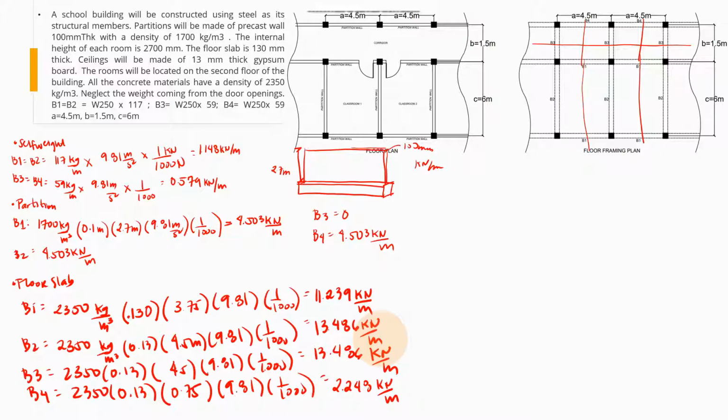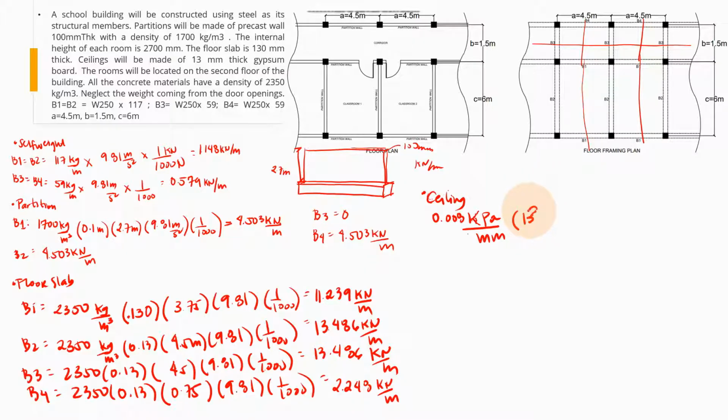Next is the ceiling. Next dead load is yung ating ceiling. So, yung ceiling is made up of 13 mm thick gypsum board. So, opening your NSCP 2015. So, ang sabi ng NSCP natin, the dead load that is coming from a ceiling that is made up of gypsum board is equal to 0.008 kilopascal per millimeter thickness. So, i-multiply lang natin yung thickness ng ating gypsum board which is 13 mm.